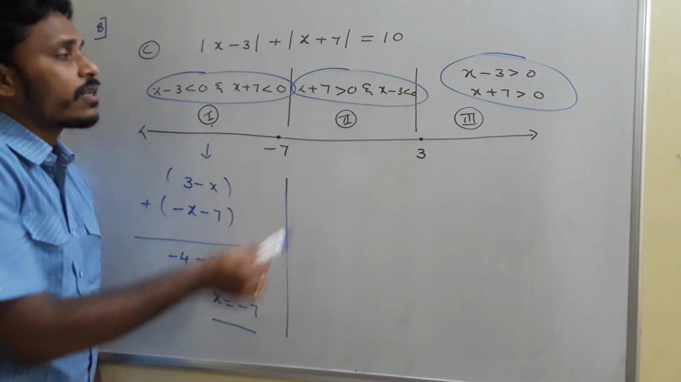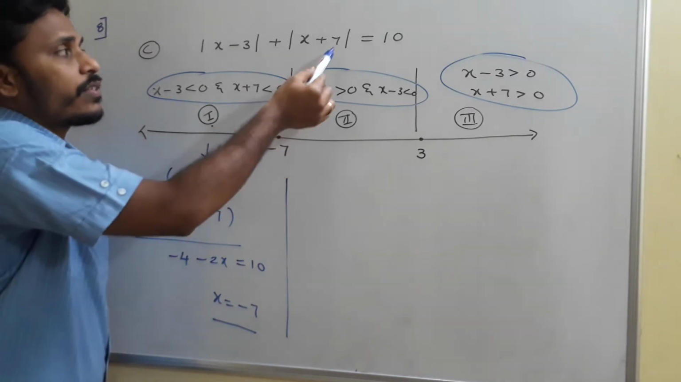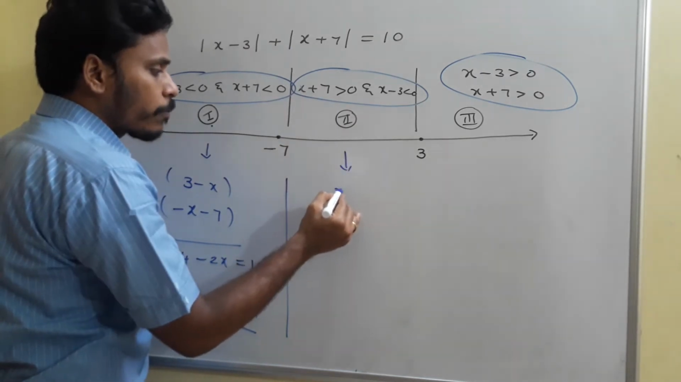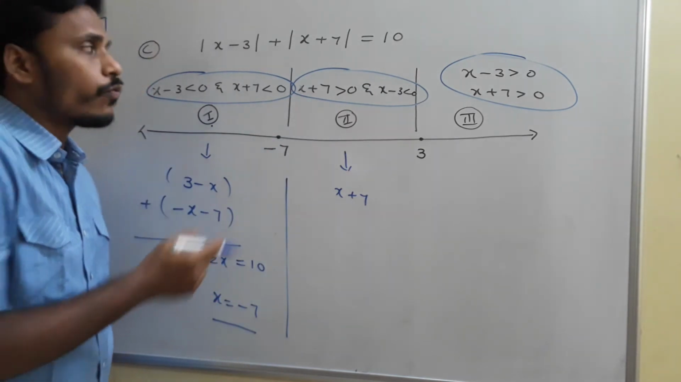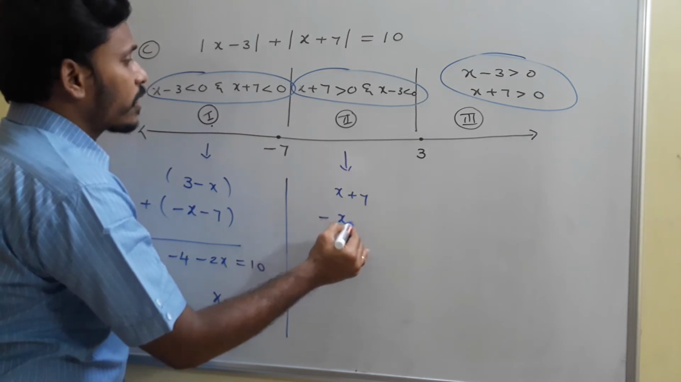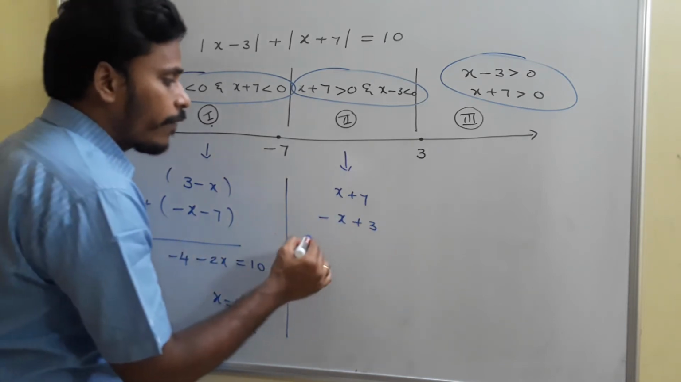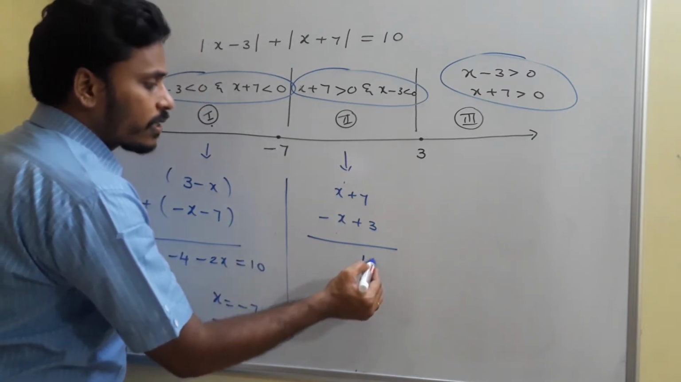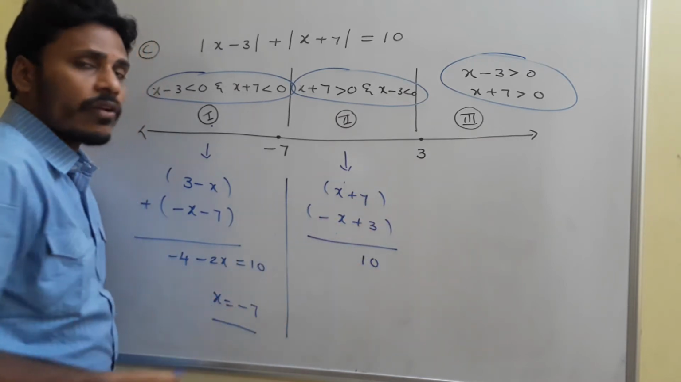In the second case, x plus 7 is positive, x minus 3 is negative. Since x plus 7 is positive, to remove the modulus, directly we will take x plus 7. And since x minus 3 is negative, to remove the modulus, we need to multiply x minus 3 with a minus sign. So you will get minus x plus 3. And if you add these two, x and x will get cancelled. You get 7 plus 3 as 10. If you add, you are getting 10 as your answer, right?